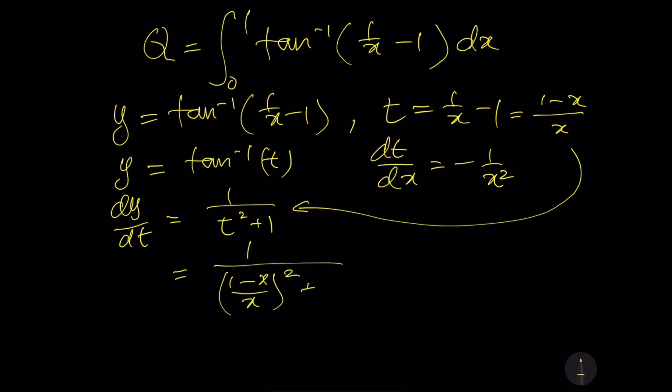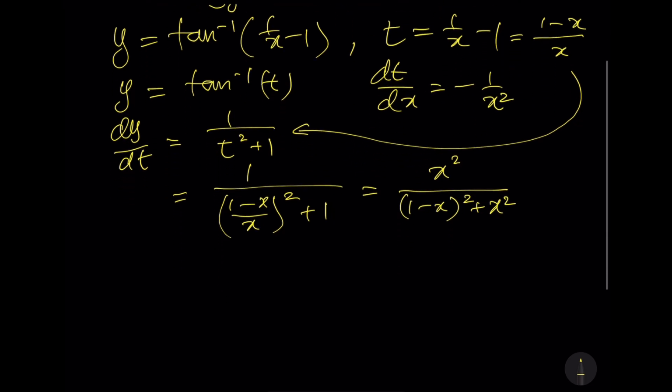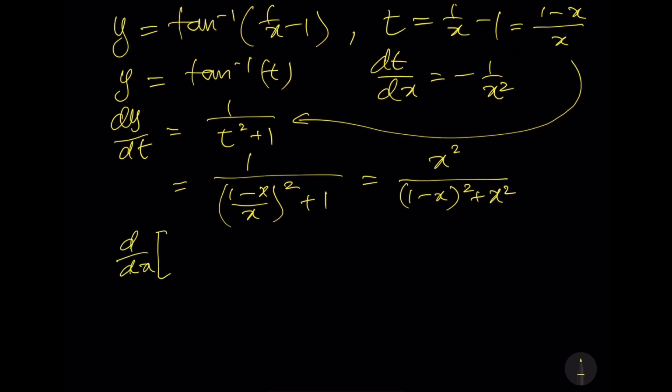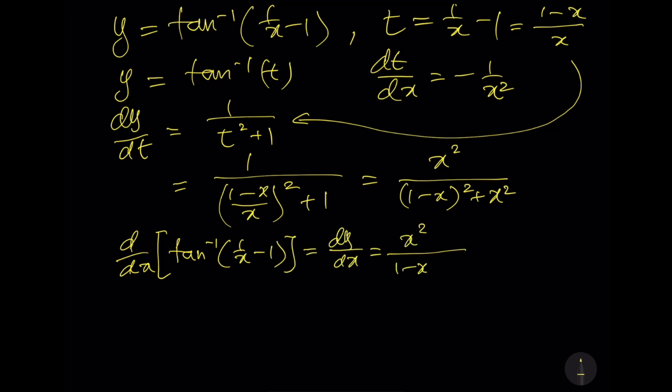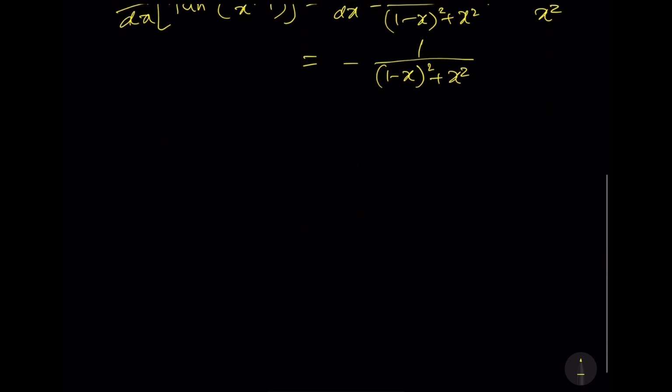Therefore, dy over dt equals numerator x squared, denominator 1 minus x squared, and then plus x squared. From here, we obtain that the derivative of inverse tangent of 1 divided by x minus 1 equals dy over dx, which equals numerator negative 1 while denominator is 1 minus x, the whole thing to the power 2, and then plus x squared. This result is needed during the integration by parts later.